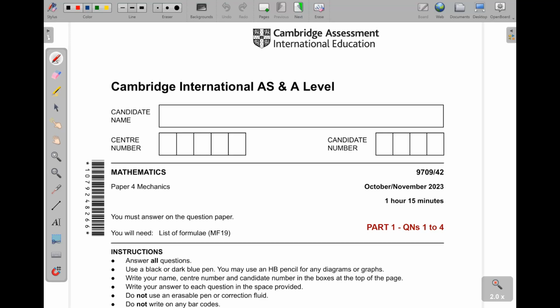This is Teacher Simon taking you through Cambridge International AS and A-Level Mathematics Paper 4-2 for October-November 2023, for questions 1 to 4. Question 1.